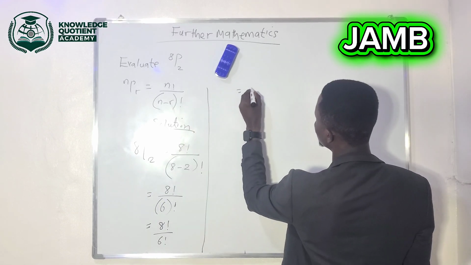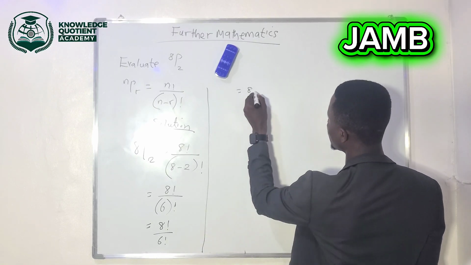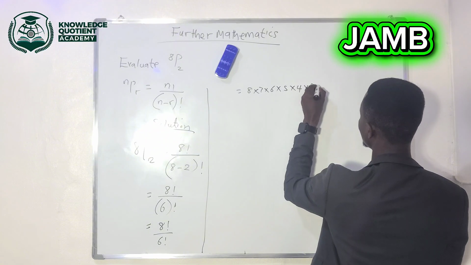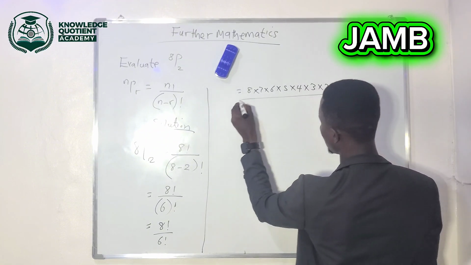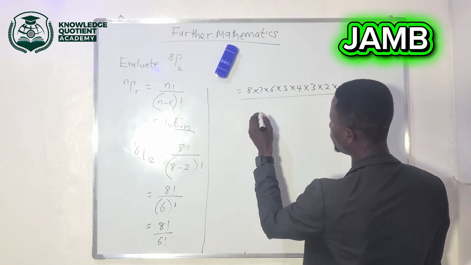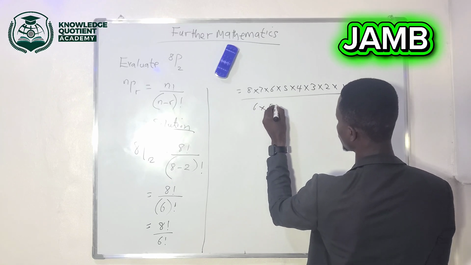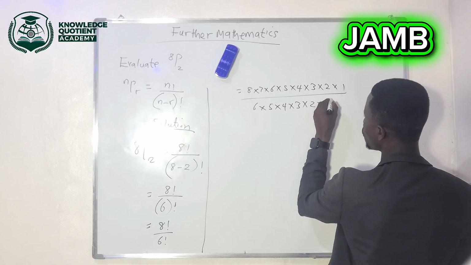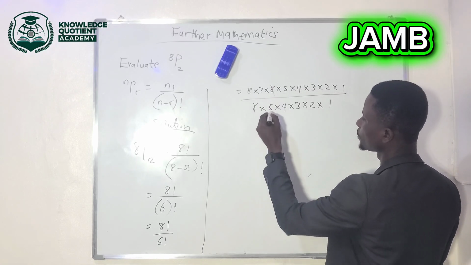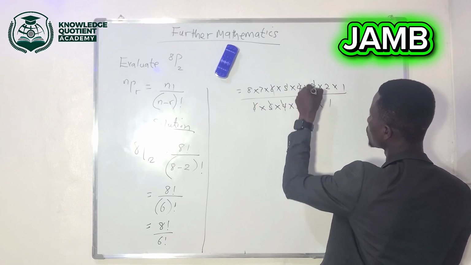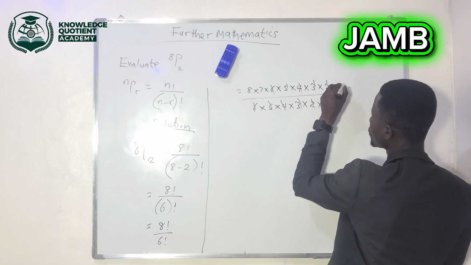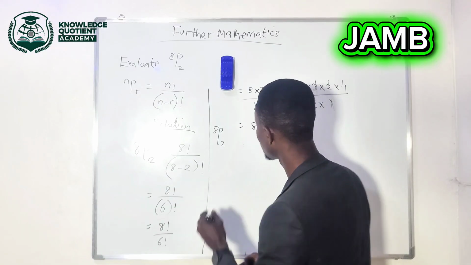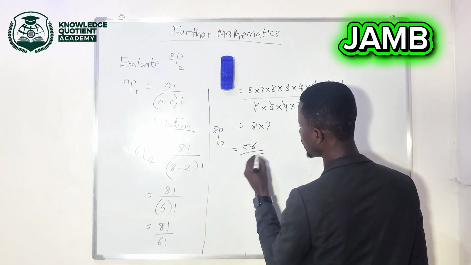So 8 factorial basically means 8 times 7 times 6 times 5 times 4 times 3 times 2 times 1 all over 6 factorial, which is 6 times 5 times 4 times 3 times 2 times 1. So we can cancel: 6 cancels 6, 5 cancels 5, 4 cancels 4, 3 cancels 3, 2 cancels 2, 1 cancels 1. So what is left here? We have 8 times 7, which will now give us 56. And this is our final answer.